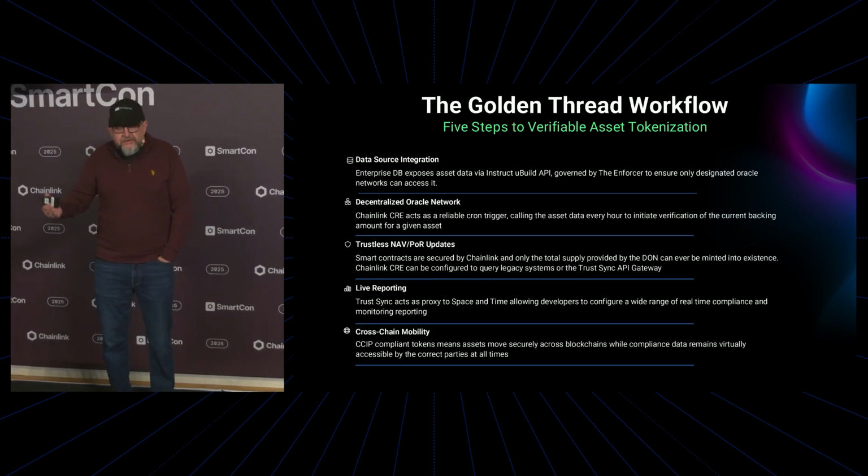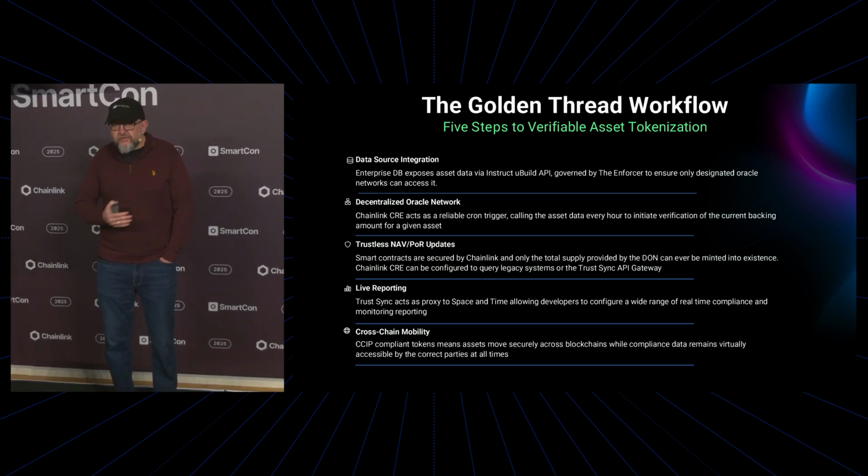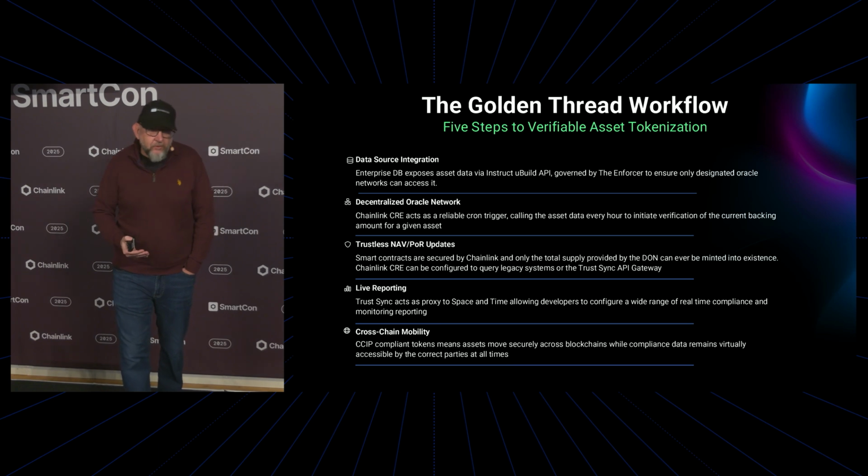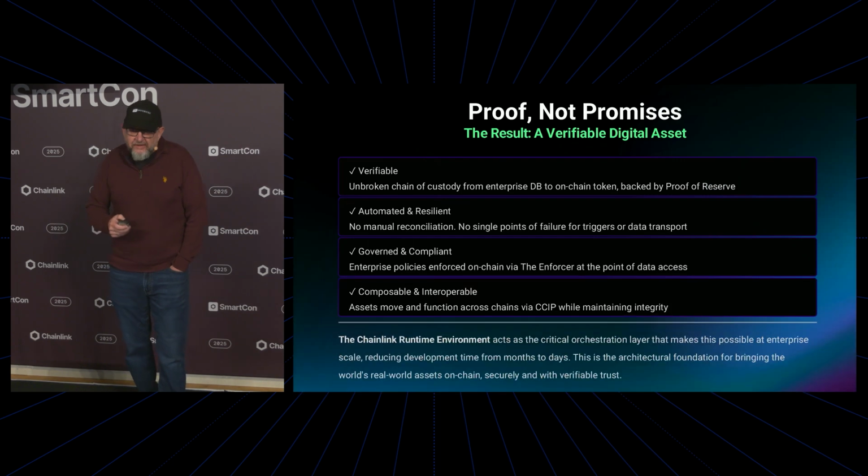We proxy Space and Time. We've been partners with Space and Time storage for a very long time. So through the ecosystem, you can be running live reports on the asset status, asset liquidity, and so on, seeing what is going on. Again, we're building the golden thread end to end, with cross-chain mobility through CCIP. The objective is that if you hold the token, you should see that the asset is backed and real, verifiable, resilient, governed, compliant, composable and interoperable.